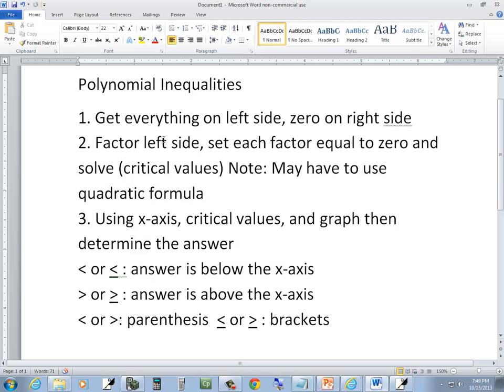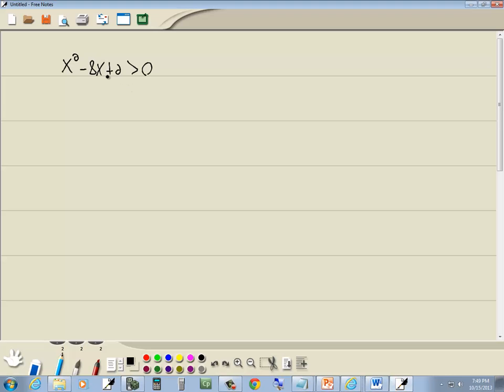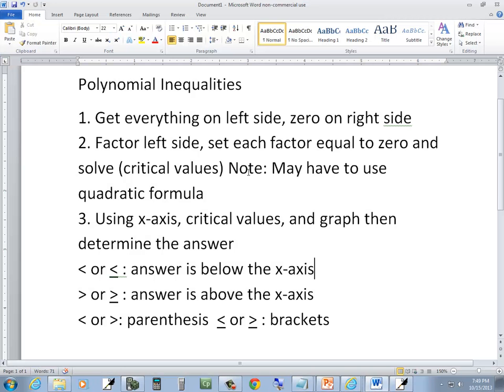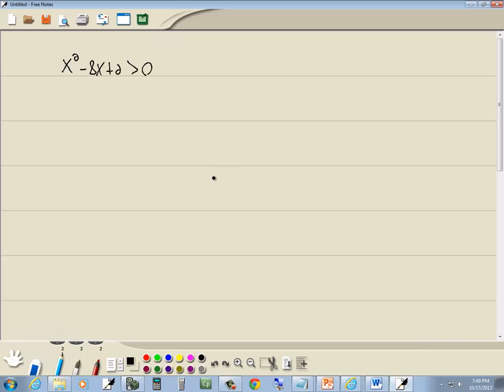Step 2 is factor the left side, set each factor equals 0 and solve. But this doesn't factor. So I have a note here that says may have to use quadratic formula. So that's what we have to do in this problem.